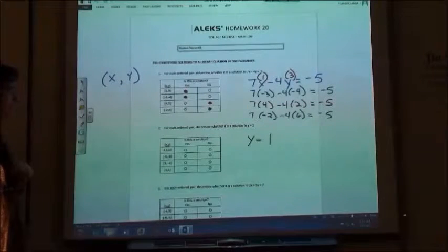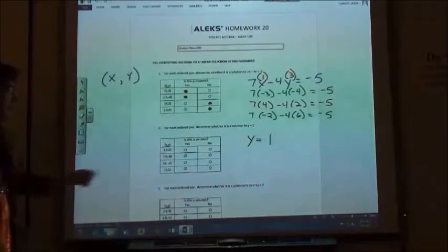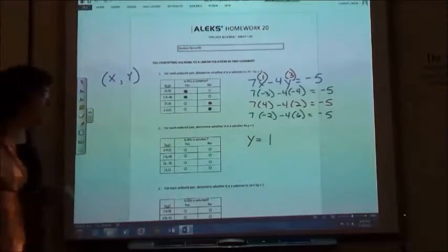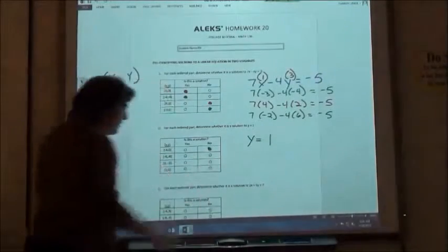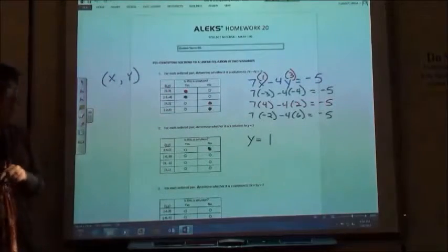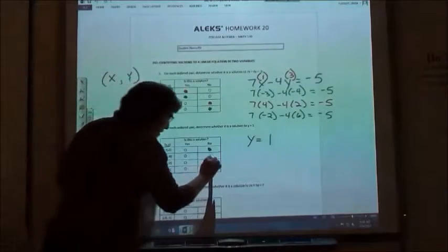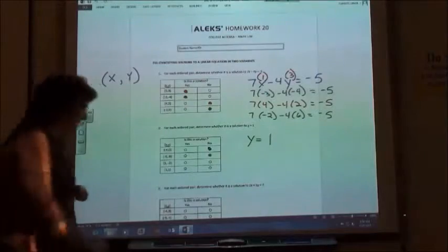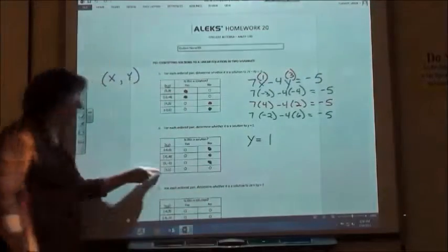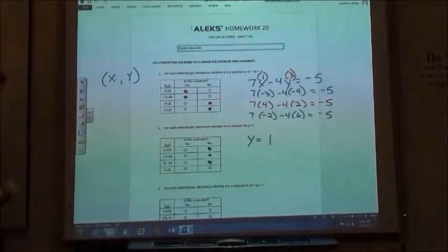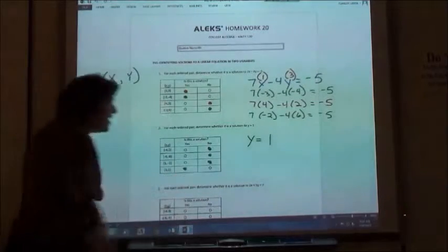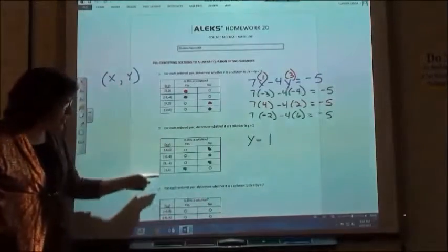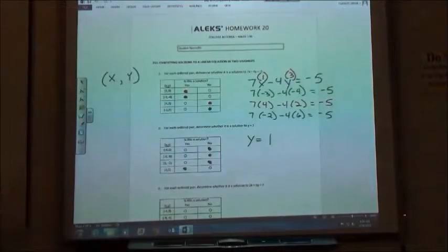Well, what's the y value of the first ordered pair? 0. That's not 1, right? What's the y value of the second ordered pair? -8. That's not 1, right? What's the y value of the third ordered pair? -2. That's not 1. What's the y value of the fourth ordered pair? That's 1. That's the only one we're going to have a yes on then. Because all we're looking for is where does y equal 1, and that's the only ordered pair that has a y value of 1.